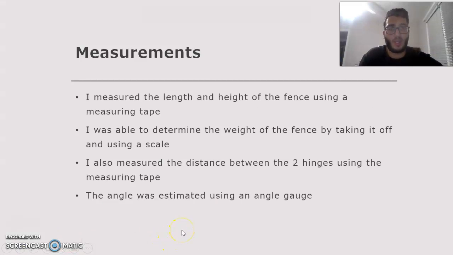Now, I measured the length and the height of the fence using a measuring tape. I also, like I mentioned, got the weight of the fence by taking it off and putting it on a scale. And similarly to the beginning, I also got the distance between the two hinges using the measuring tape. And last but not least, like I mentioned earlier, the angle was estimated using an angle gauge.